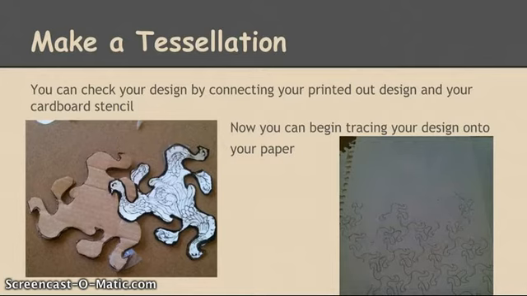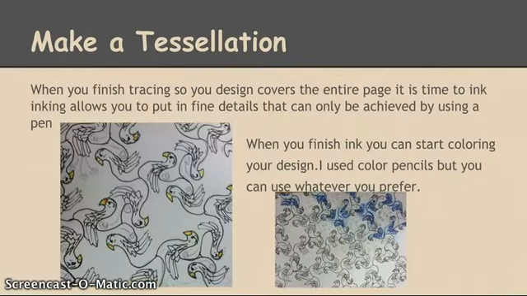And when you've checked it and you see that it's going to work, you can begin tracing it onto your paper. When you finish tracing it, so your design covers the entire page, it's time to ink. Inking allows you to put in your fine details that can only really be achieved using pen or really thin pencil, but I wanted to use pen so that the design was darker.